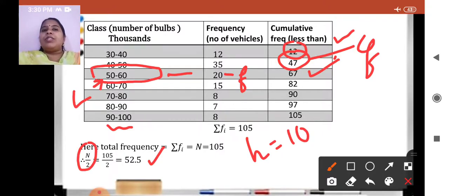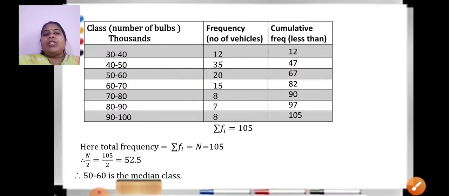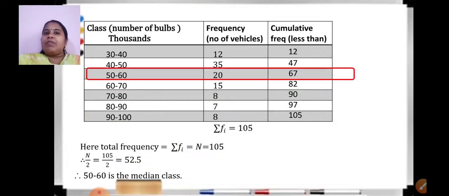Now what is left is to just use the formula, substitute and get the answer. See this, you can mention this 50 to 60 is the median class. As I have told you why it is a median class, because this 52.5, the very first value in the CF column which includes this 52.5 is this 67, and this 67 corresponds to 50 to 60. That is the reason 50 to 60 is the median class. Mention it in the table as well. Write it that it is the median class.